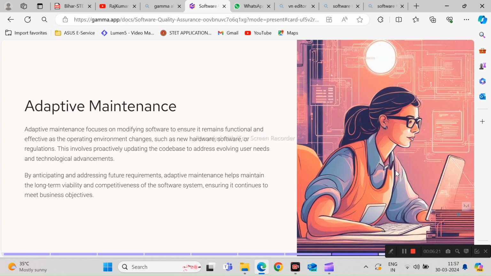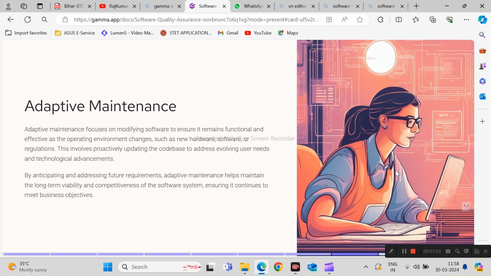Adaptive maintenance focuses on modifying software to ensure it remains functional and effective as the operating environment changes, such as new hardware, software, or regulations. This involves proactively updating the code base to address evolving user needs and technical advancements. By anticipating and addressing future requirements, adaptive maintenance helps maintain the long-term viability and competitiveness of the software system, ensuring it continues to meet the business objectives.